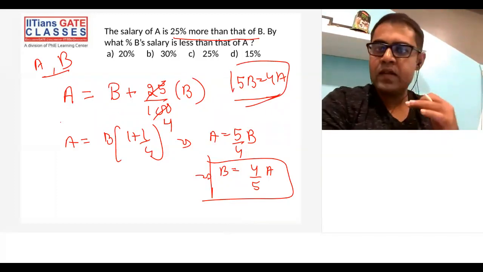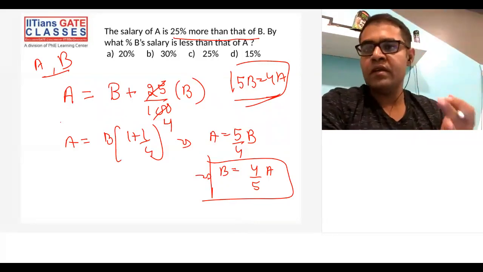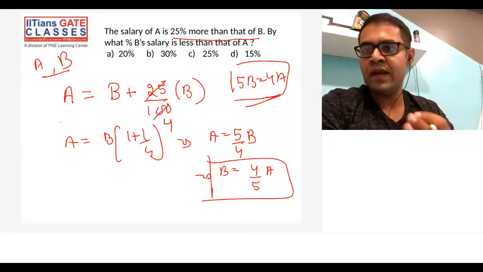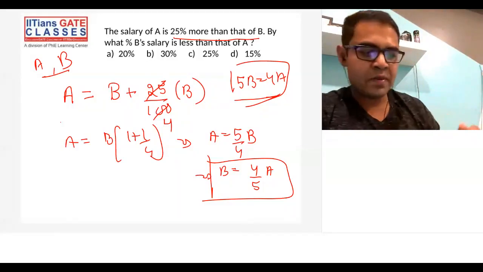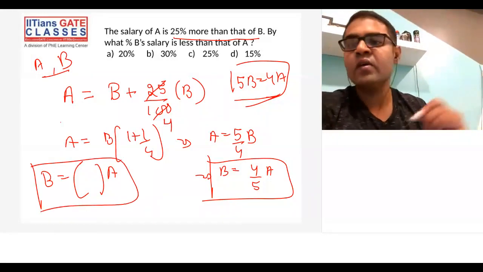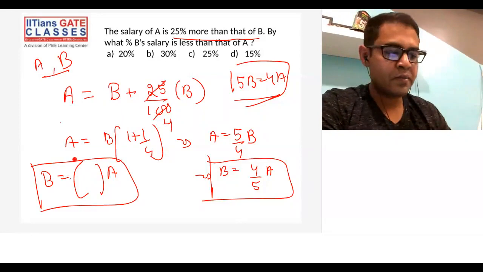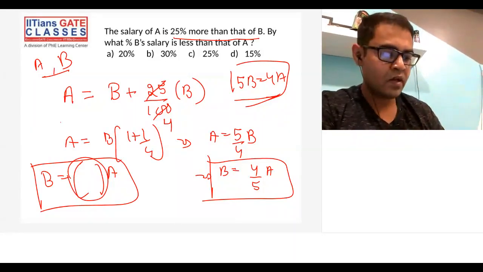Now they are saying, of course, if A's salary is more than B, then B's salary is of course less than A, right? So they are saying B's salary is how much less than A. So what you want is B is equal to some times of A. This is what is required. This sometimes I need to find. I need to figure out what this sometimes is. So B salary is equal to something like this.